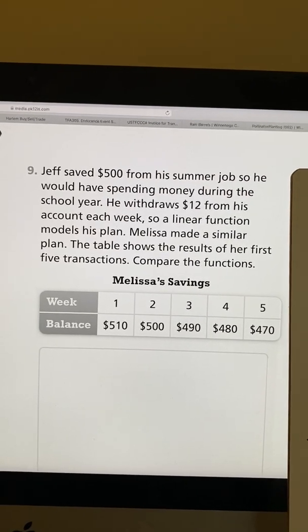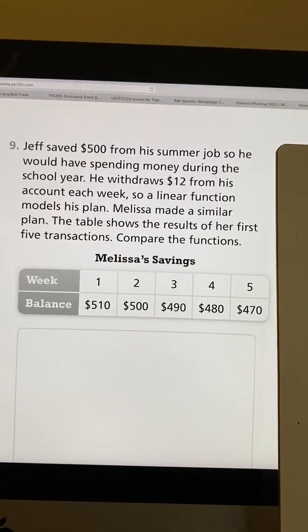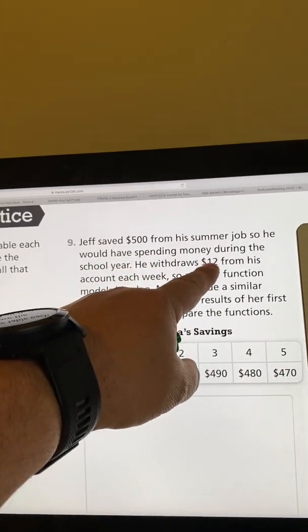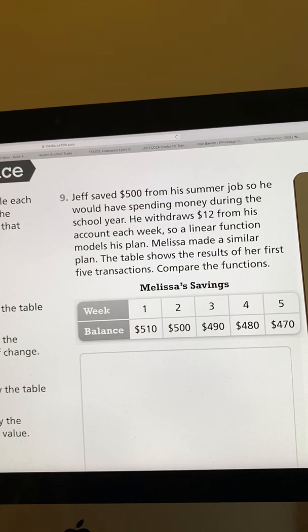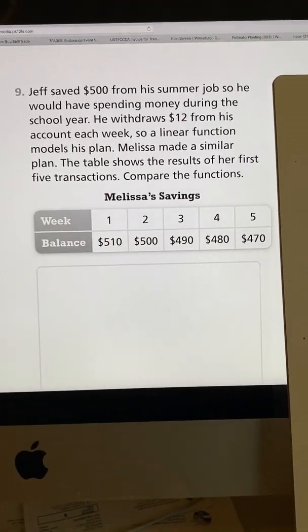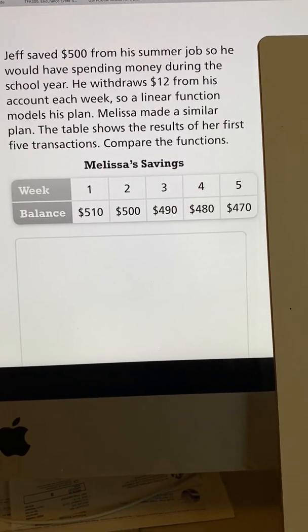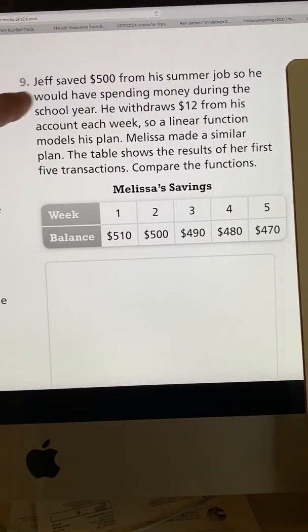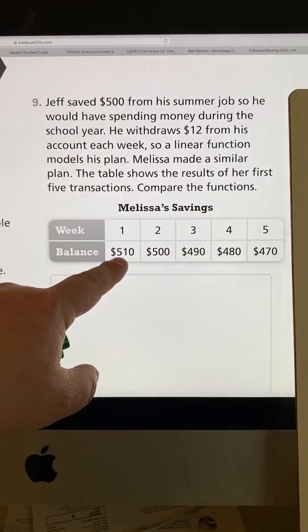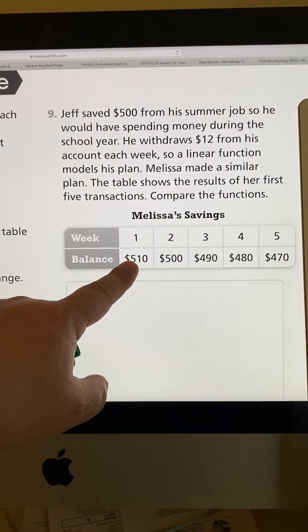Jeff saved $500 from a suburb job. Now this one has a multitude of different answers that you can get for it. Jeff saved $500 and he spends $12 a week during the school year. Melissa's is shown in the graph. Compare the two functions. There's a lot of stuff that you can pull from it. Number one, Jeff started with less money and he's spending more. Melissa started with more money and is spending less.